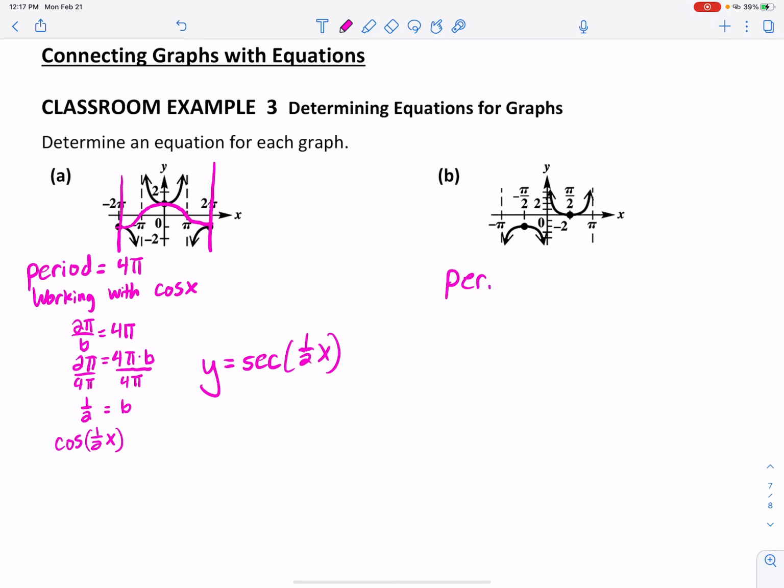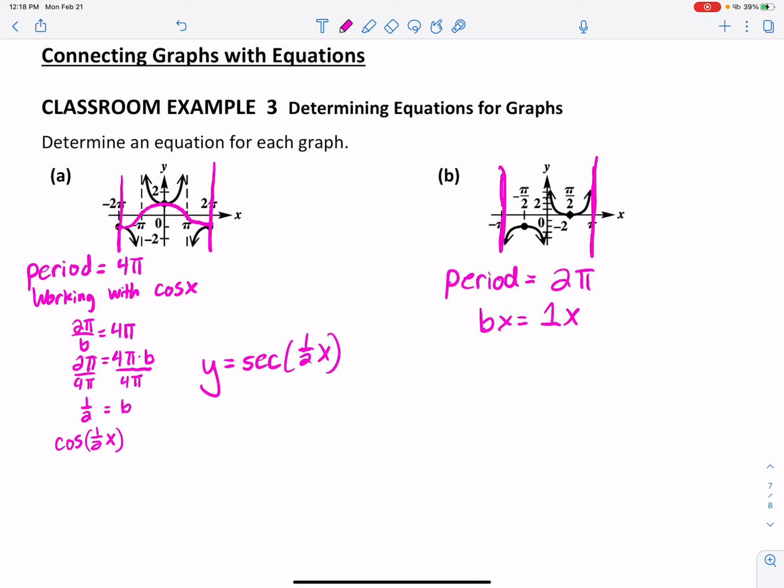Okay, so I have to pick up a bunch of stuff. I need the period. So it's from here to here. How big is that? 2 pi. That's really nice because that means I don't need to figure out what bx is. bx is equal to 1x. The period didn't change, right? The normal period for cosine or sine is 2 pi. I don't need to figure out what b is. b is 1.